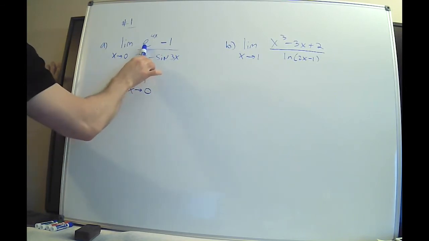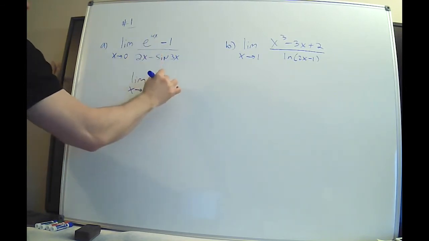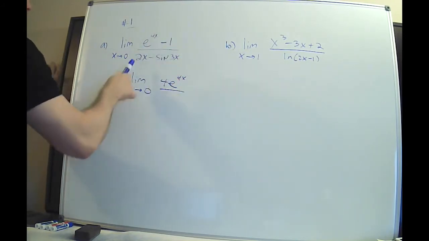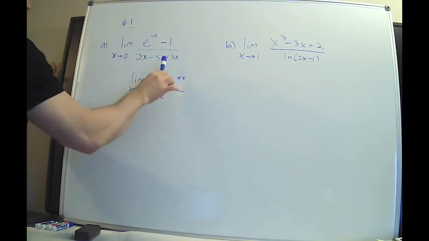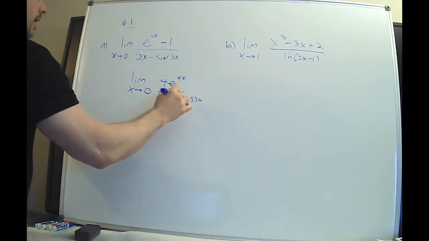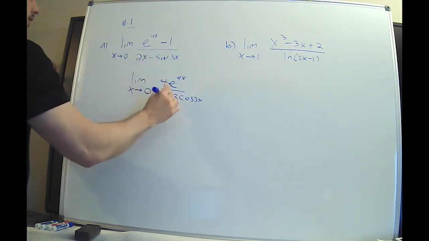This is chain rule. The derivative of e^(4x) is 4e^(4x). The derivative of -1 is 0, it's gone. The derivative of 2x is 2. The derivative of sine 3x is cosine 3x times 3. That negative has to stay there.